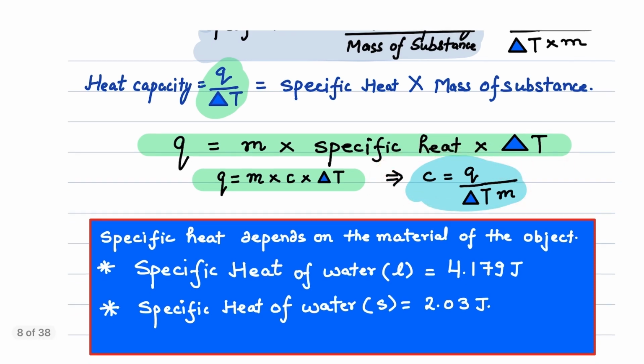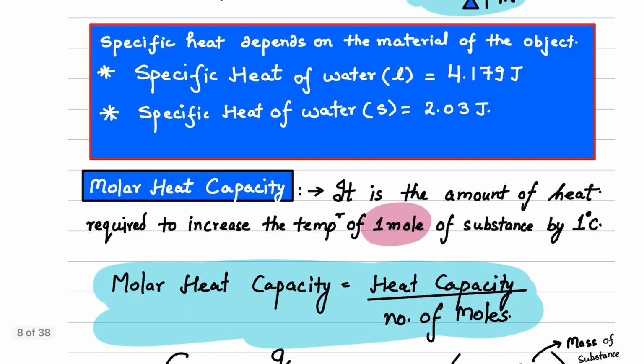Now please remember these two important points, that is specific heat depends upon the material of the object. For water, if it is in liquid state, it is 4.179 joules, and if it is in solid state, it is equal to 2.03 joules.